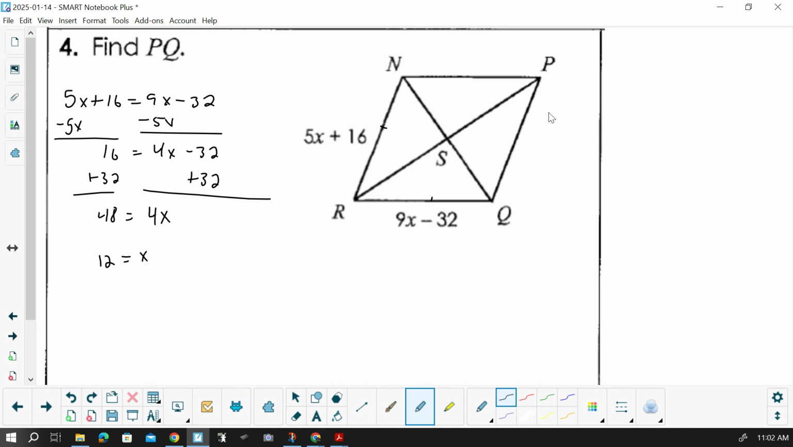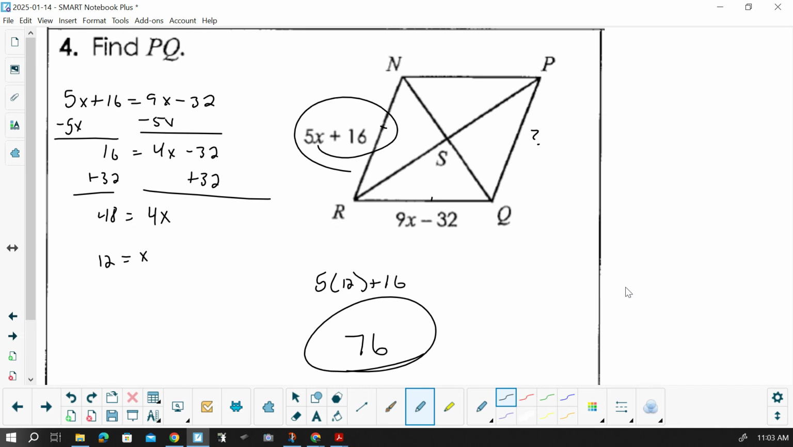The question says PQ, that's right here. PQ is the same as the other sides, right? So I could pick either one of these to plug that x in. I'll plug it into this one. 5 times 12 plus 16. 5 times 12 is 60 plus 16 would be 76. So PQ, 76.